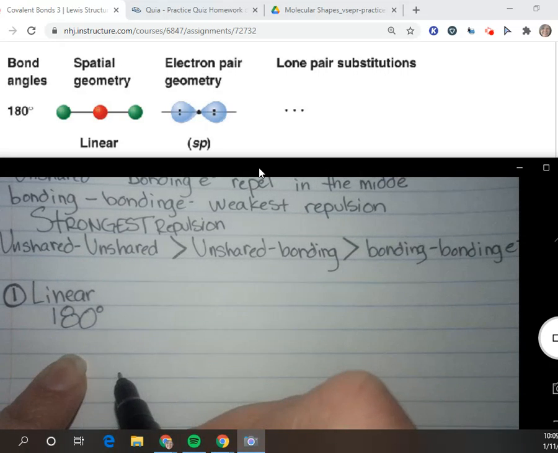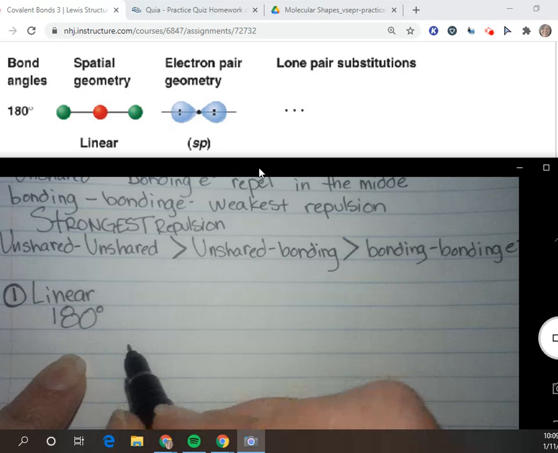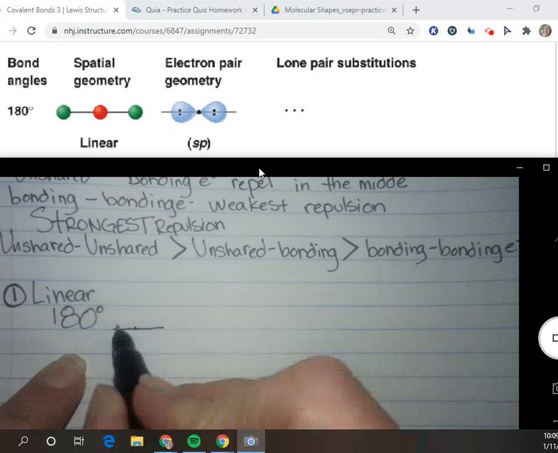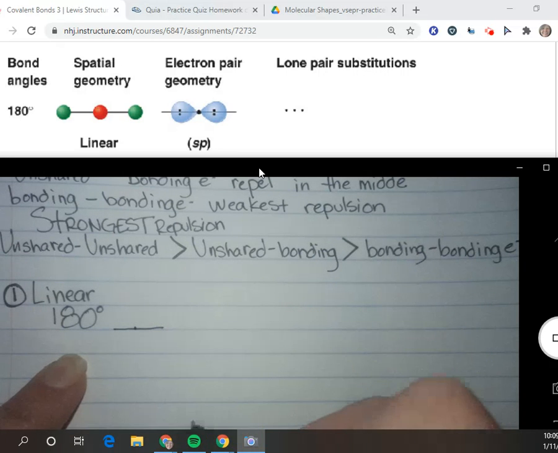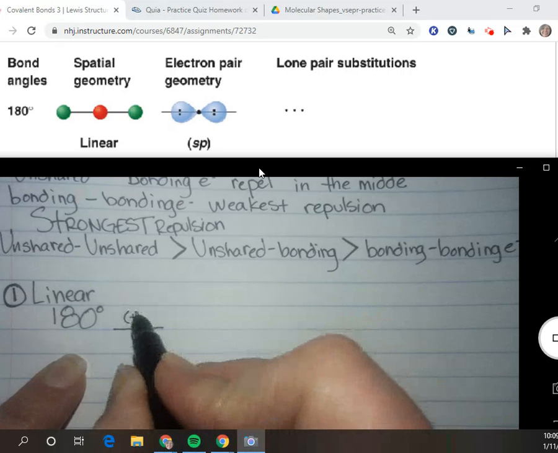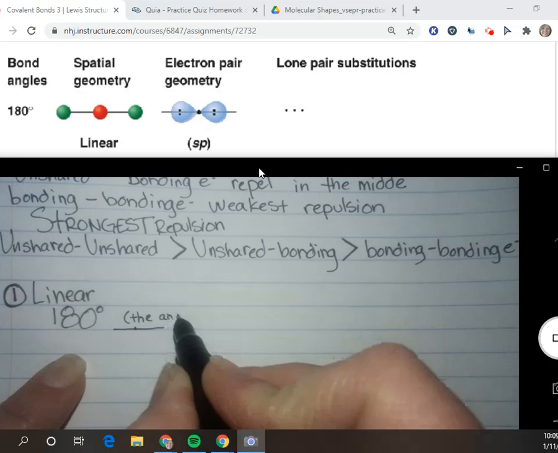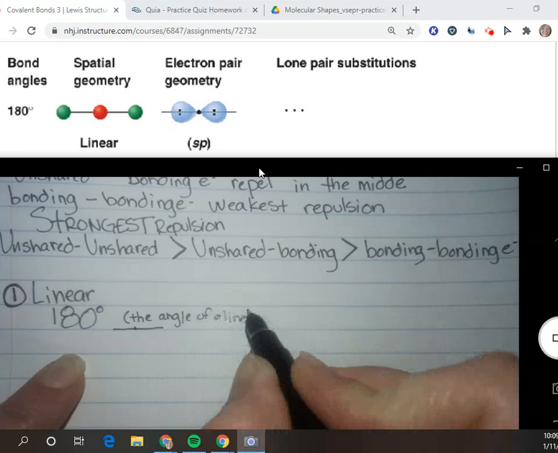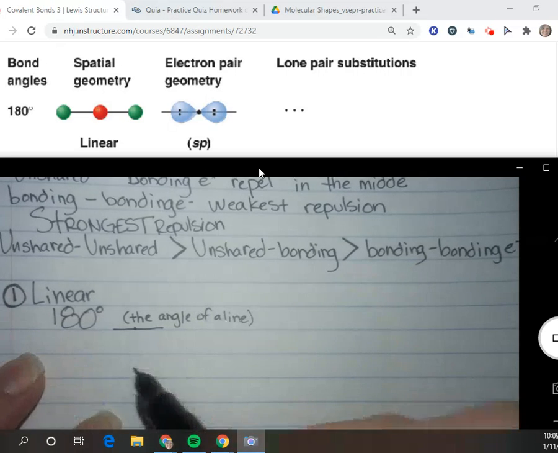What's the angle of a straight line? 180 degrees, right? Like if I have a straight line and the pivot point's right here, you would tell me that was 180 degrees. So we might just note that to help you remember. Because you already learned this in math, right? Of course you did.